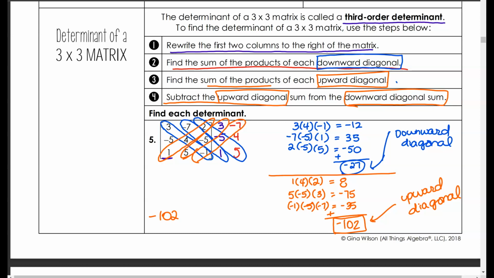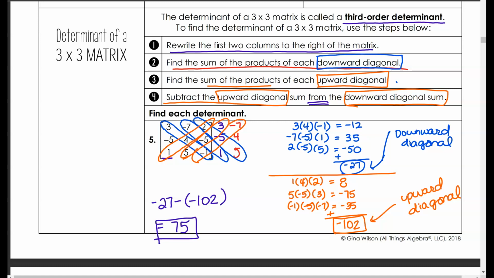Oh, sorry, I'm subtracting from, sorry. So I have to read this carefully. We're going to subtract the upward diagonal from the downward diagonal. So my downward diagonal is negative 27 minus negative 102, and this gives me a total of positive 75.